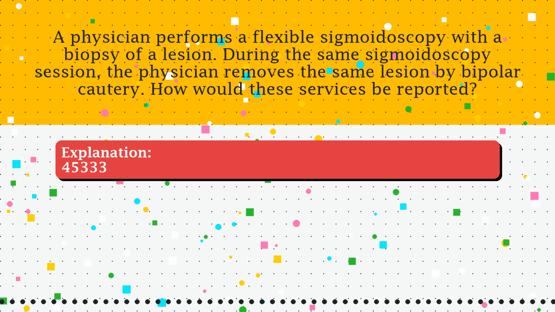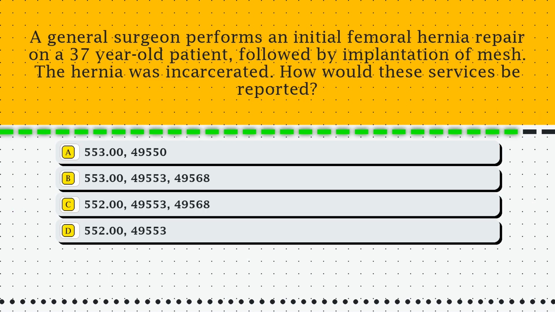Question 75. A general surgeon performs an initial femoral hernia repair on a 37-year-old patient, followed by implantation of mesh. The hernia was incarcerated. How would these services be reported?